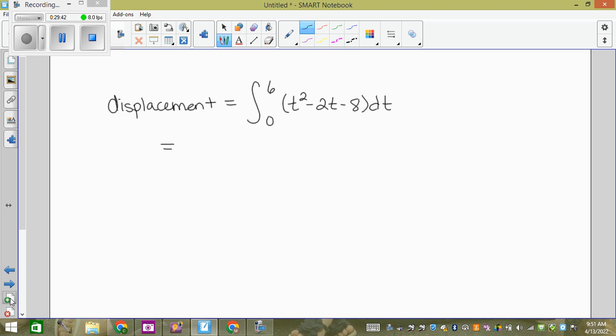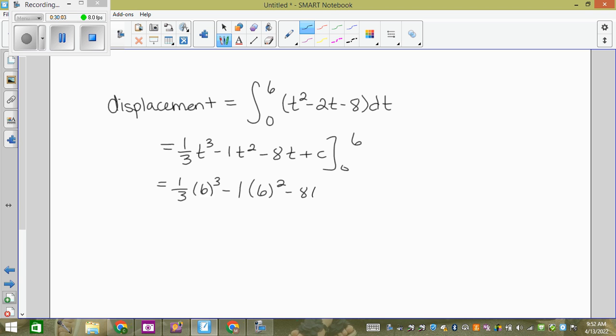So the antiderivative of t squared is 1/3 t cubed minus, and then this would be t to the 1, t squared divided by 2, so I'm going to get negative 1 t squared minus 8t plus c from 0 to 6. And then I get 1/3 times 6 cubed, which I can't do in my head, minus 1 times 6 squared minus 8 times 6, minus, it's all going to go away, but I'm going to write it anyways, 1/3 times 0 cubed minus 1 times 0 squared and 0. Gone. What do I get?